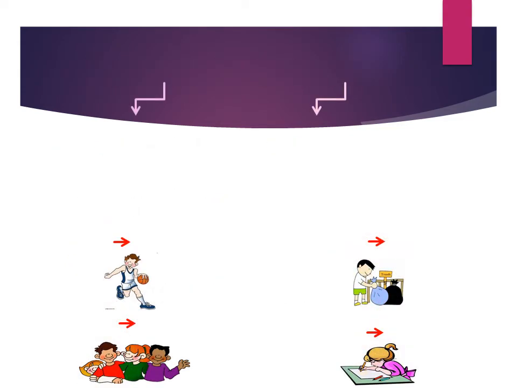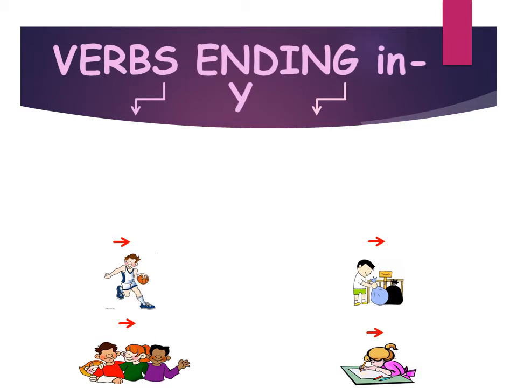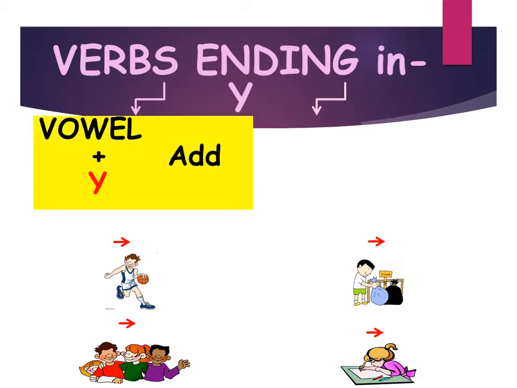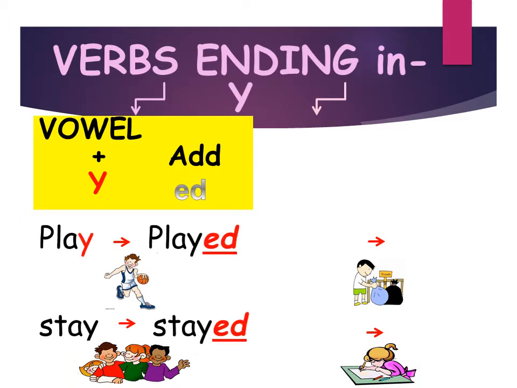If the verb ends in y, you have two rules. The first one, if the verb ends in a vowel, then followed by y. The vowel letters are strong letters. You have to keep the y in the verb and just add ed. Like play, played, stay, stayed. Vowel letters are a, i, e, u, and o.